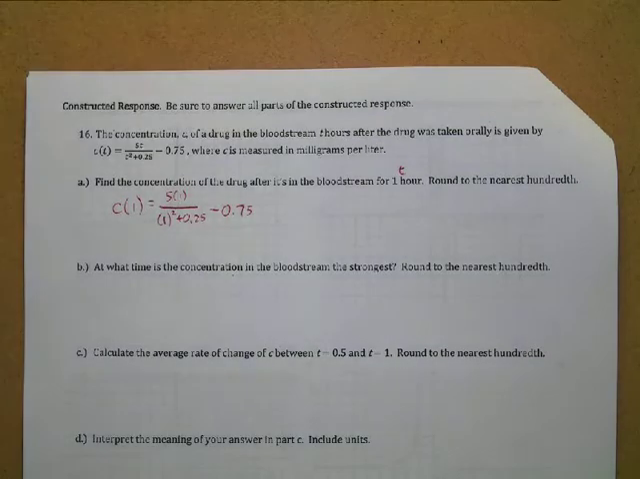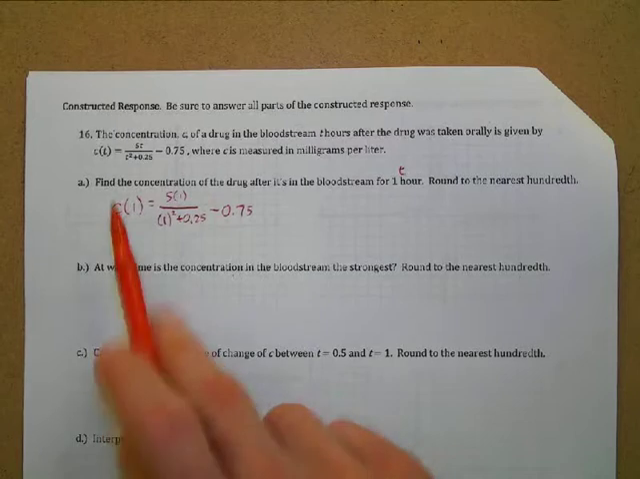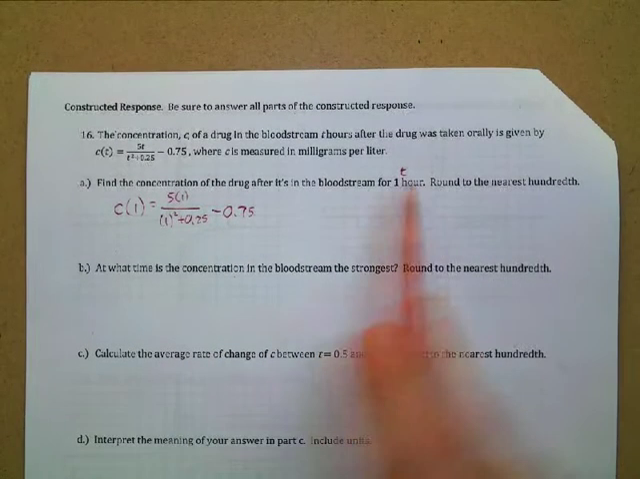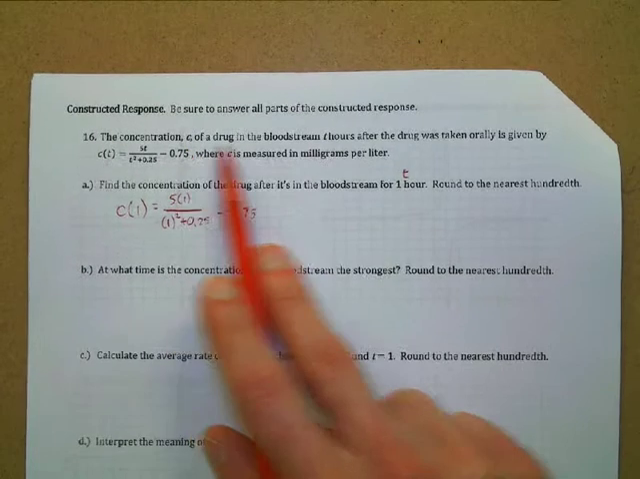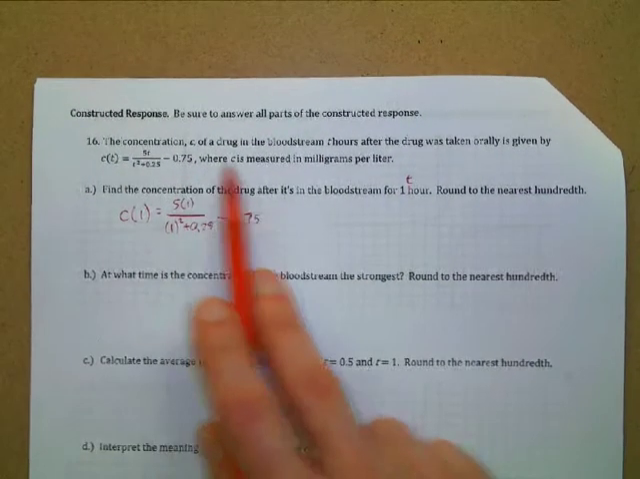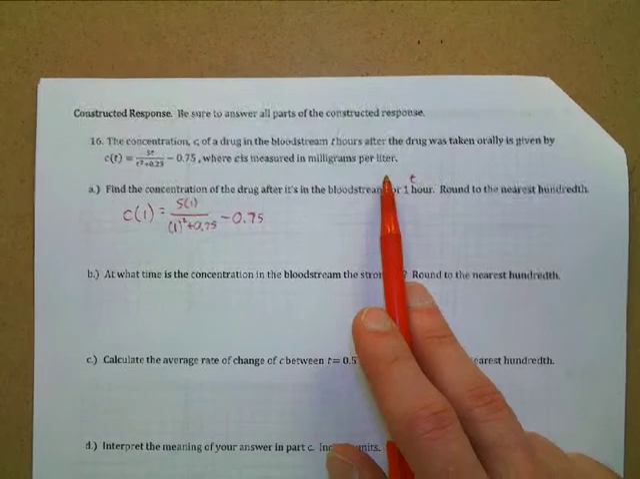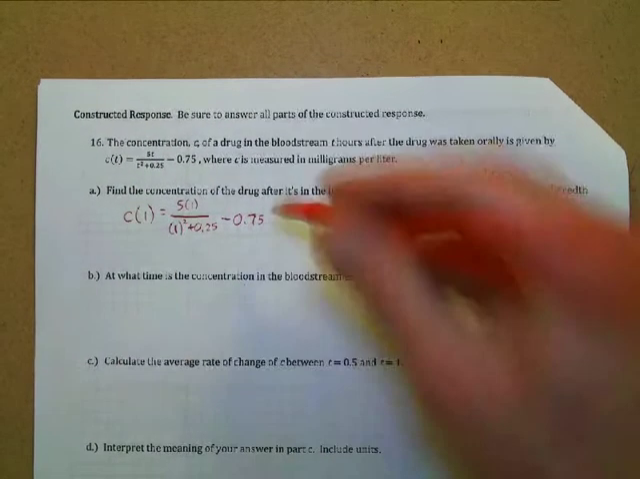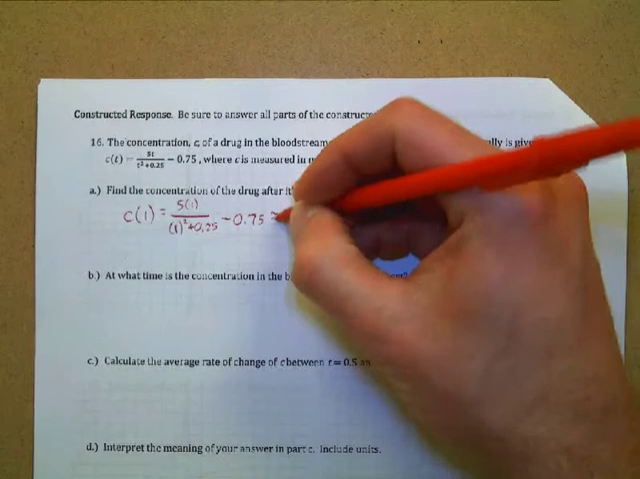And once again, just for the recording here, we're finding the concentration of the drug after it's in the bloodstream for 1 hour, right? We're told the concentration C of a drug in the bloodstream t hours after the drug was taken orally is given by this, where C is measured in milligrams per liter. After 1 hour, we're going to plug 1 in for time and just simplify. Does anyone have an answer for us?